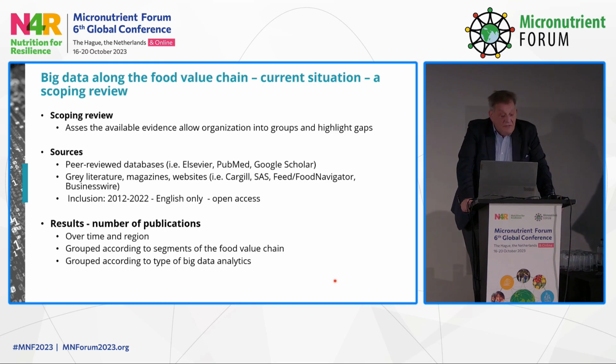What have we done? We have written a scoping review. That means it assesses the availability of evidence, allowing us to organize it into groups or highlight gaps, basically. So we were addressing what happens and what big data are available along the food value chain. What is the current situation there?